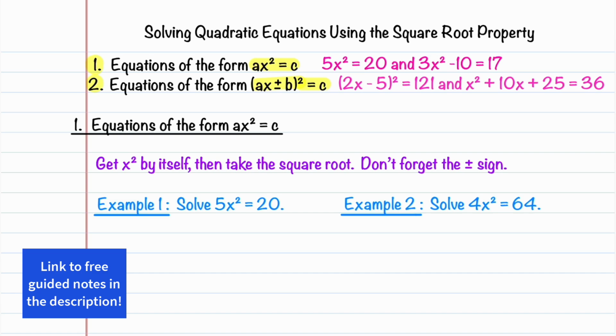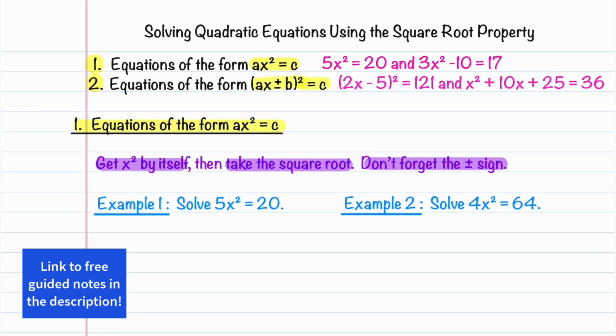Let's get started. We'll first look at equations that are written in the form a times x squared is equal to c. Here's what we're going to do. We first have to get x squared by itself, and then we're going to take the square root of both sides. When we take the square root of both sides, we have to remember not to forget the plus minus sign. I'll show you exactly how this works.